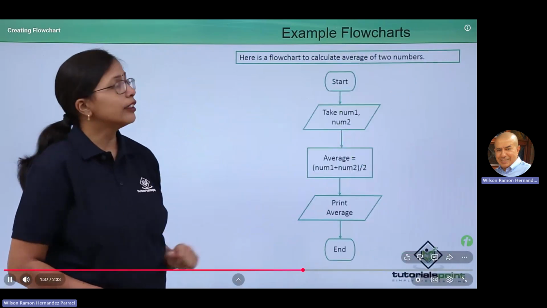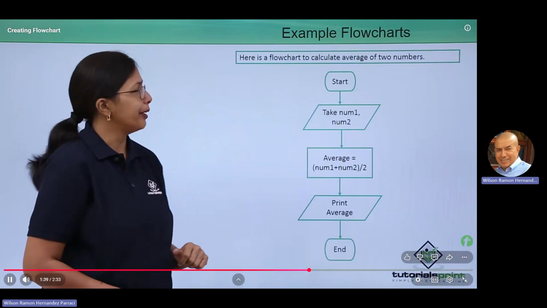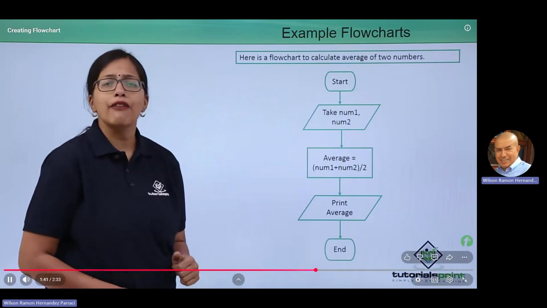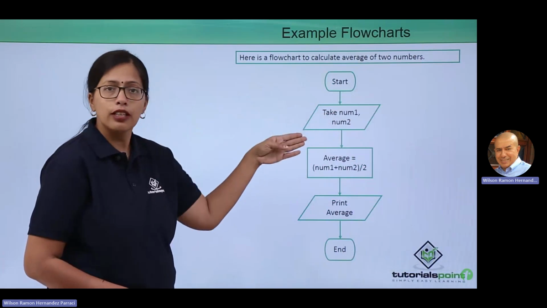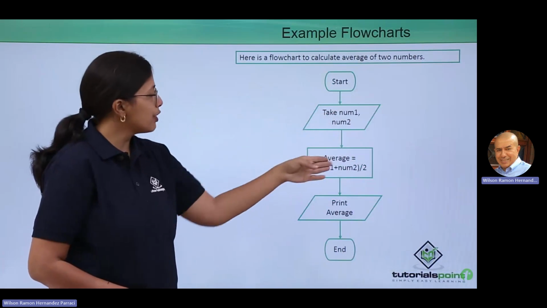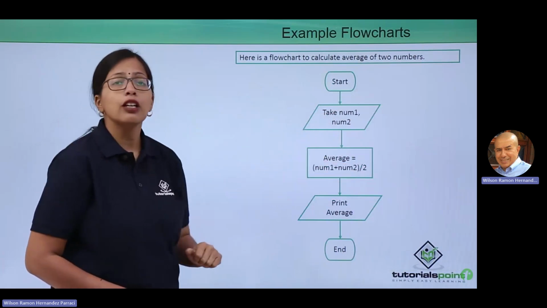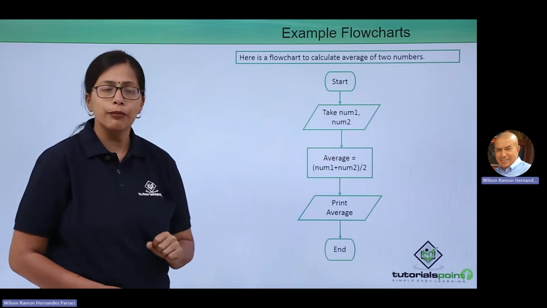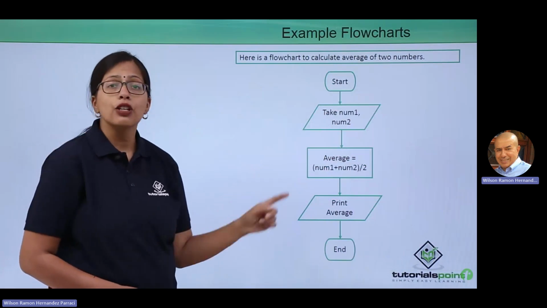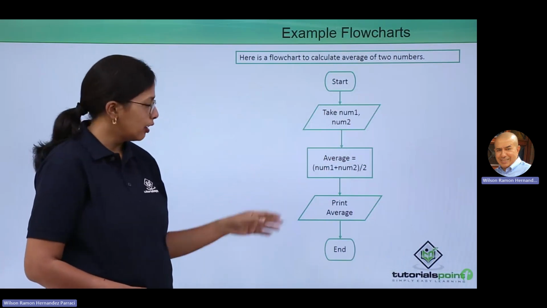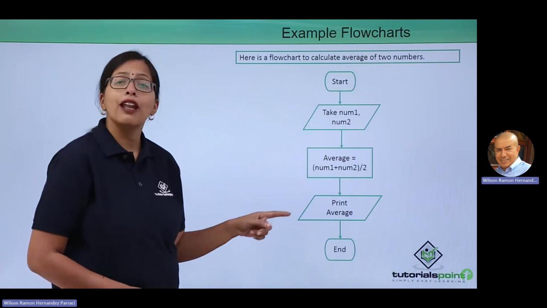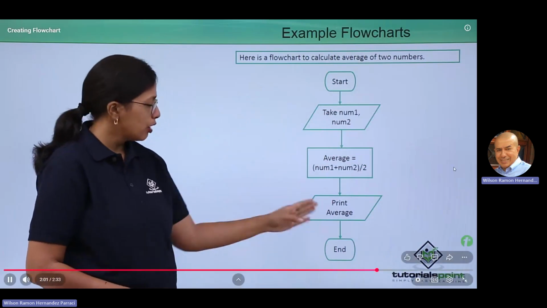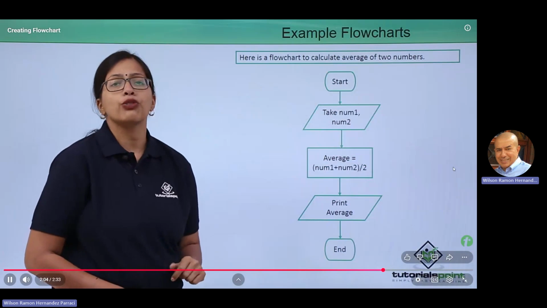Let's take another mathematical example. Simple, calculating the average of two numbers. Start, take input. You can see a rhombus here. Average is equal to num1 plus num2 by 2. Num1 and num2 are the two numbers. I'm doing a calculation, so I am using a rectangle. Print average, output. For input and output, parallelograms have to be used. Then I end the flowchart.